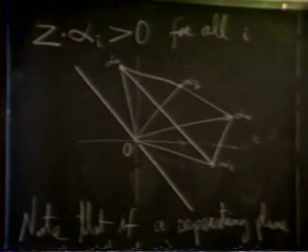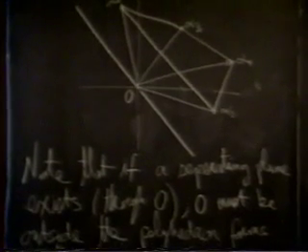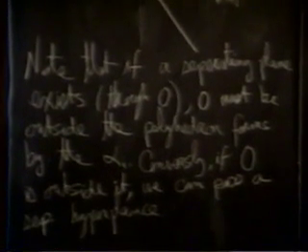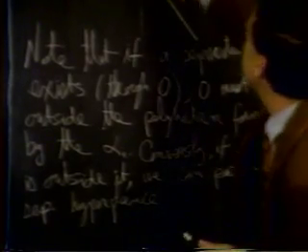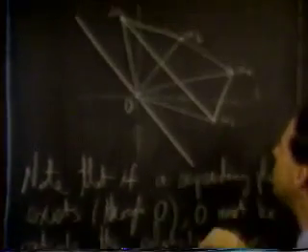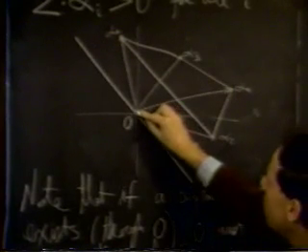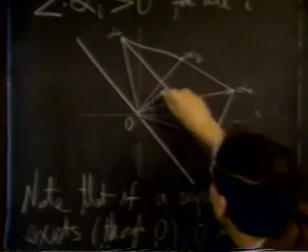Conversely, if 0 is outside, then we can pass a separating hyperplane. The reason for that being that if 0 is outside that polyhedron, we could take the point on the polyhedron that is closest to 0. And that will be some point, say, here.